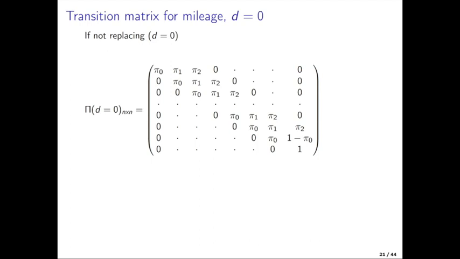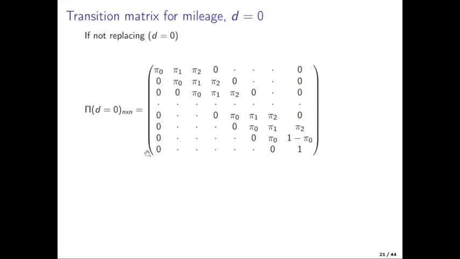Let's first take the transition matrix for mileage if you are not replacing the engine. So D is equal to 0. If not replacing, then the transition matrix has this particular structure. It's a band above the diagonal where there are potentially positive values that are supposed to sum to 1. And then above that band it's just 0, and below the diagonal it's 0.